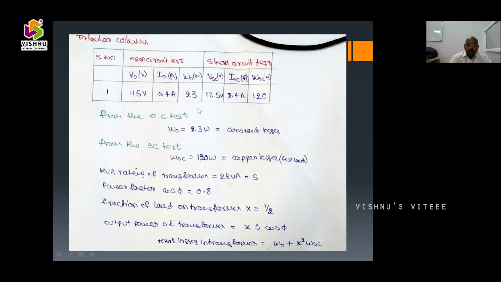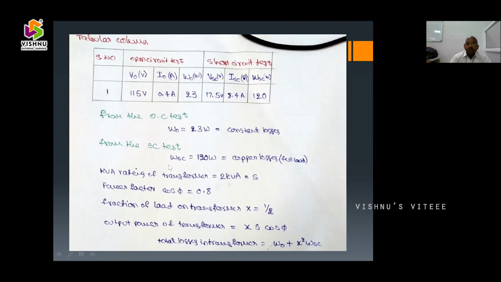From this tabular column, in the open circuit test, the W naught reading is 23 watts. That is the constant loss of the single phase transformer. Whatever wattmeter reading is mentioned in the open circuit test is the complete constant loss of the single phase transformer. And from the short circuit test, the WSC meter reading shows the complete copper loss at full load condition of the transformer. That is 120 watts, the full load copper loss of the transformer.